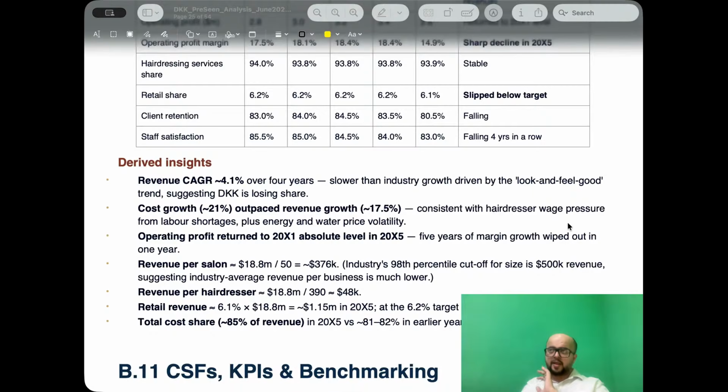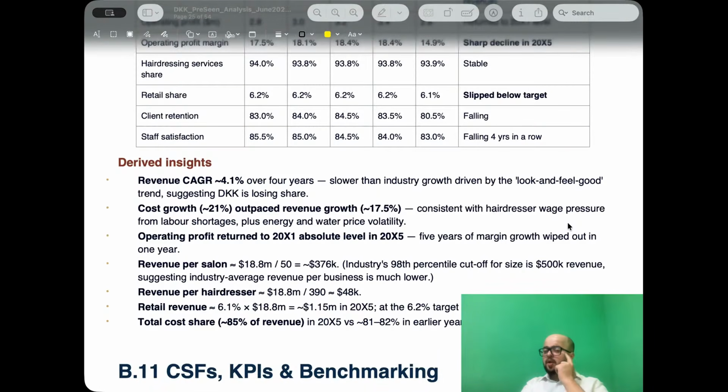So you can say that there is pressure on costs, because the wages and salaries of hairdressers are going up. Then there is a labor shortage right now, which is also adding to the wage pressure. Then energy and water prices are volatile, which is again reducing your overall margins and increasing the cost.